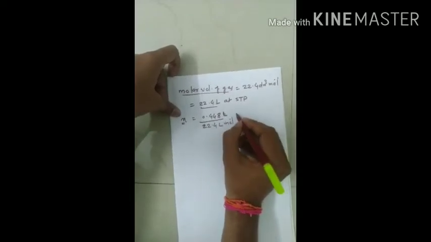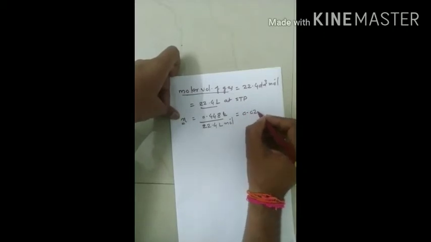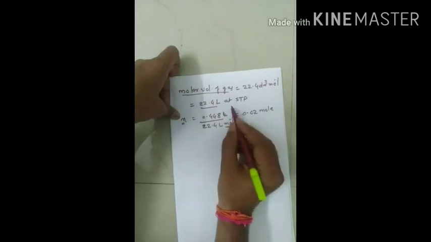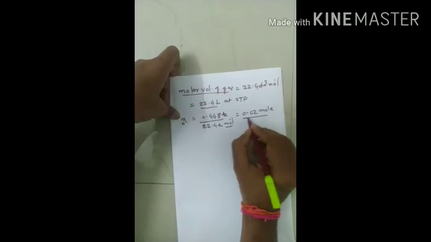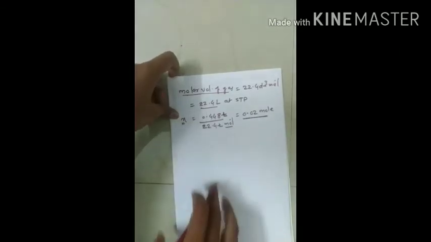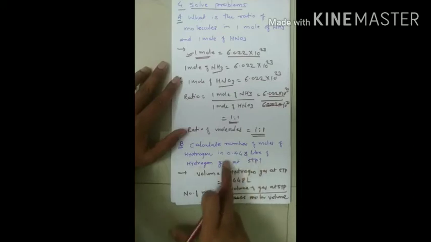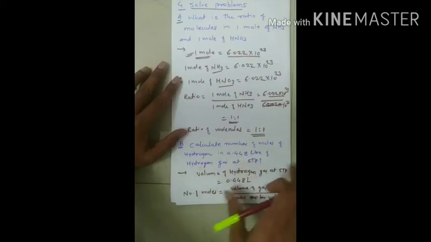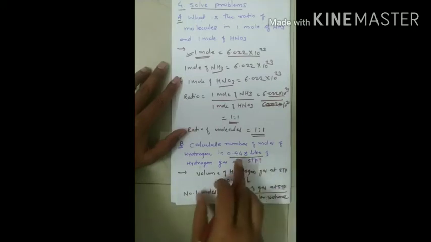Okay, so if you solve it, you will find it is 0.02, and the unit should be mole, because this mole inverse is converted to mole. This liter gets cancelled out, and this is your answer. According to the question, we have to calculate the number of moles of hydrogen present in 0.448 liter of volume. Then we can say that 0.448 liter of hydrogen gas means what?